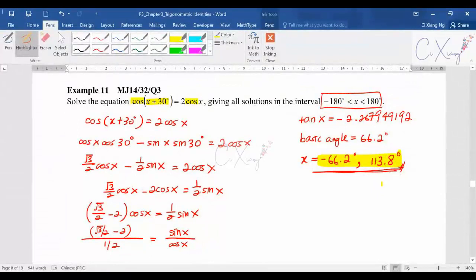Because I didn't show you, right? So please try and figure it out. This is the important technique: how to get the correct value from the 4 different quadrants. All right, so this is what I have for example 7, also an exam style question of solving equation. Then the last example for this part will be example 12.